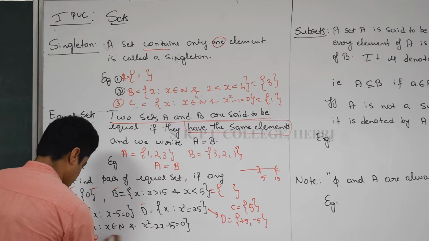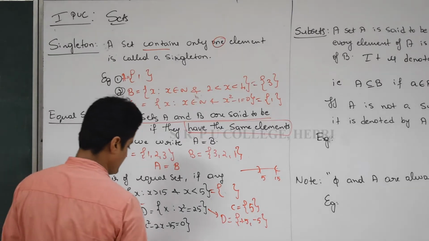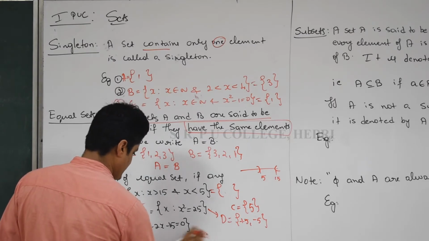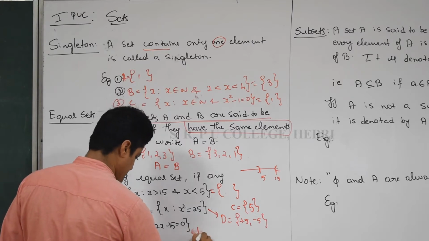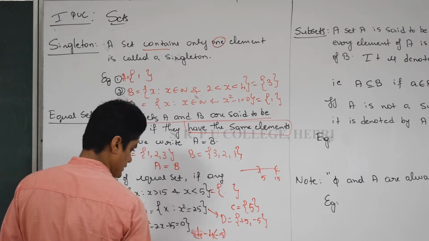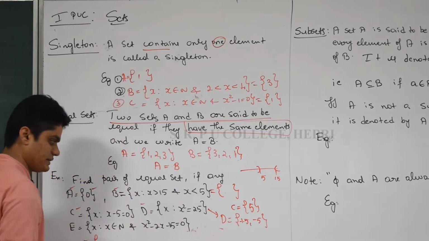In set roster form, x belongs to N, x square minus 2x minus 15 is equal to 0. So this you have to solve. What is the discriminant here? Discriminant will be b square minus 4ac, which is 4 minus 4 into minus 15. So the discriminant is positive, so definitely you will get real numbers.